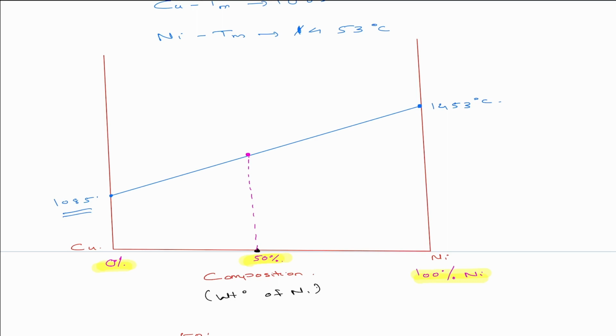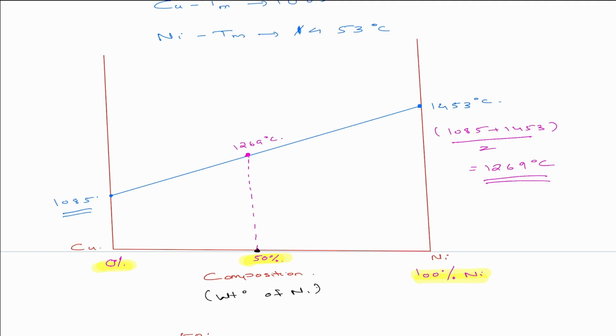And what will be that value? The value is going to be the average of the two, that is 1085 plus 1453 divided by 2. Simple, which is going to be 1269 degrees Celsius, which is the average. Which is this value, the pink one, 1269. Let us take it like that.